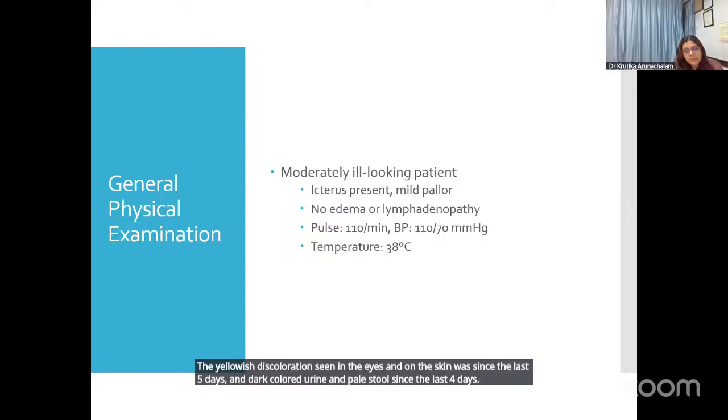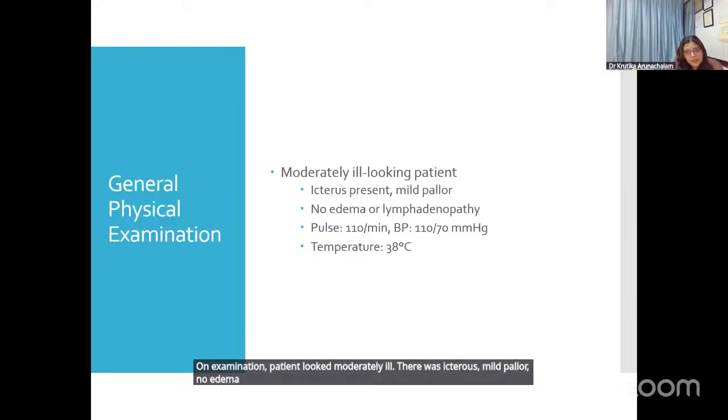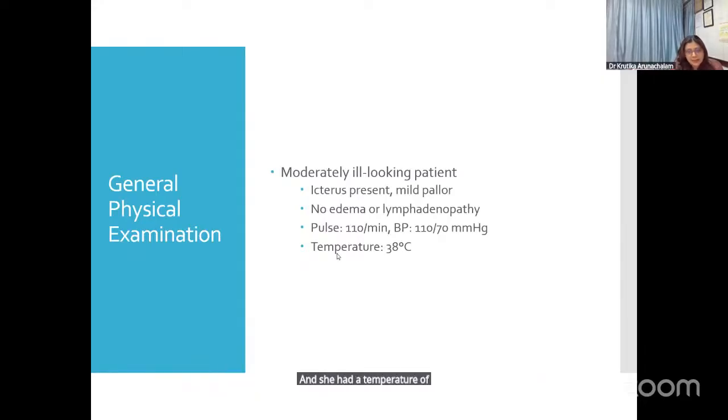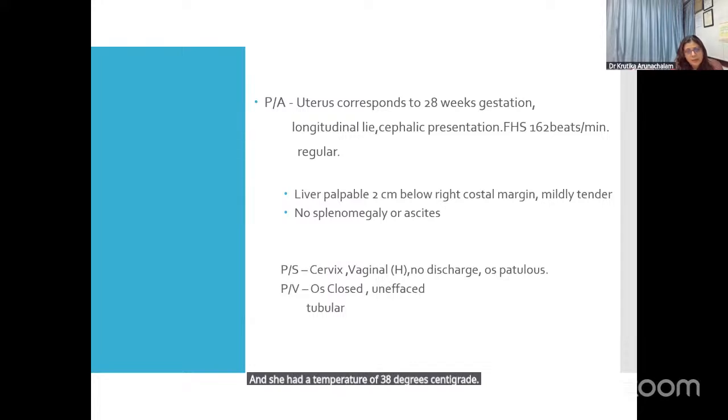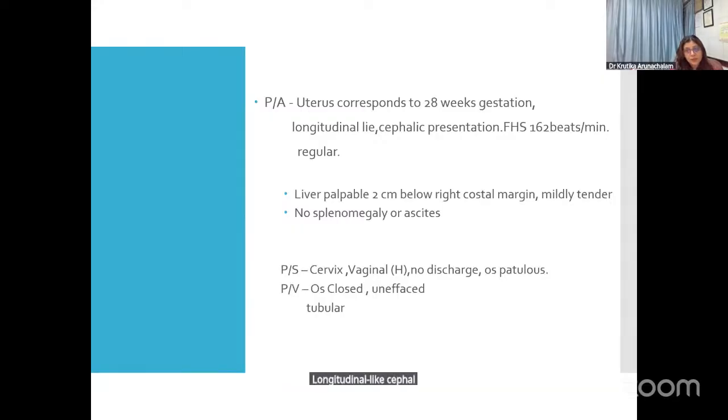On examination, the patient looked moderately ill. There was icterus, mild pallor, no edema, no lymphadenopathy. Her pulse was 110 with BP of 110/70, and she had a temperature of 38 degrees centigrade. On per abdominal examination, uterus corresponded to 28 weeks of gestation. Longitudinal lie, cephalic presentation, FH is 162 beats per minute. Her liver was palpable 2 centimeters below the costal margin, mildly tender, no splenomegaly, no ascites.